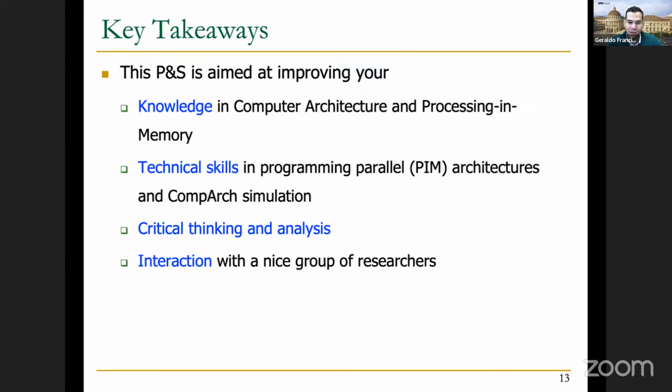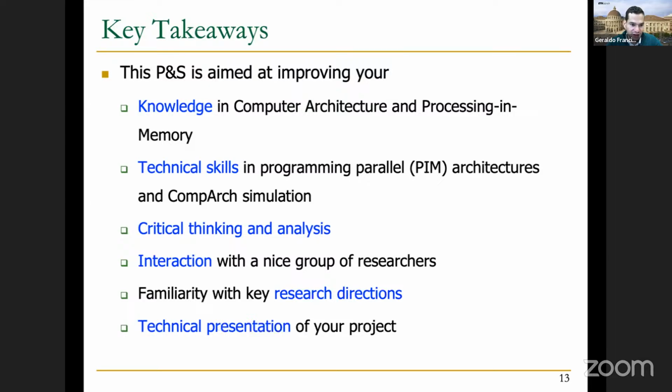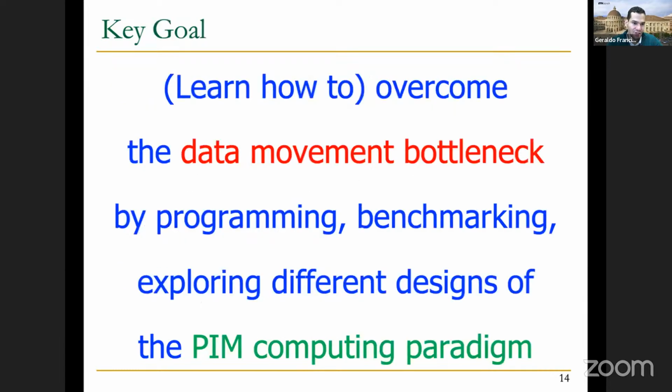You're also going to have the opportunity to interact with a nice group of researchers here in SAFARI. We are quite a large group. I'm going to mention that later on in the slides. You're going to have the opportunity to see how a big research group operates, and also our current research directions. And finally, you're going to have the opportunity to deliver a technical presentation of your project that hopefully gives you some extra skills related to how to deliver a good technical presentation.